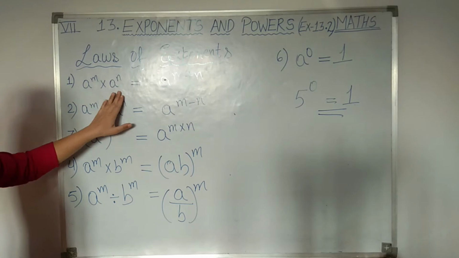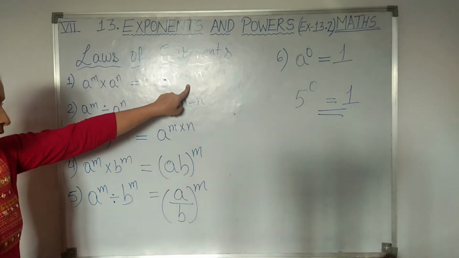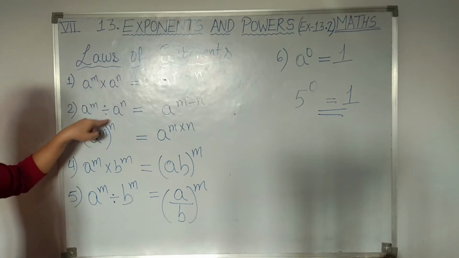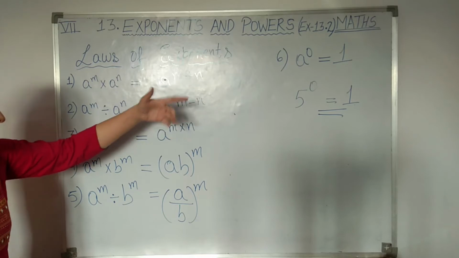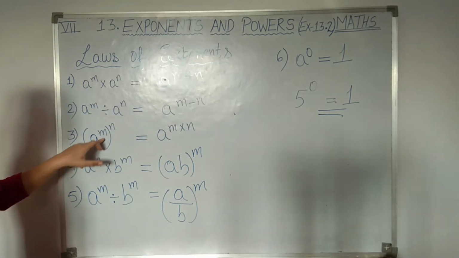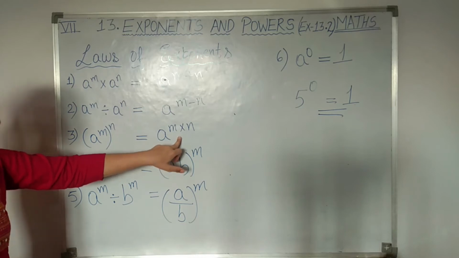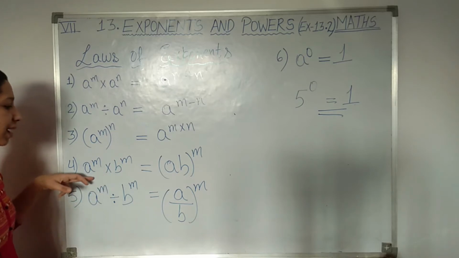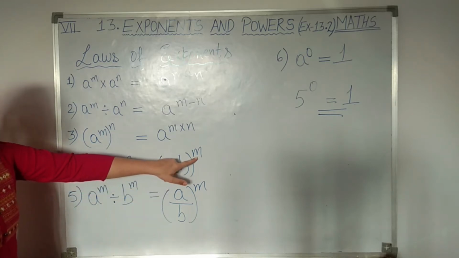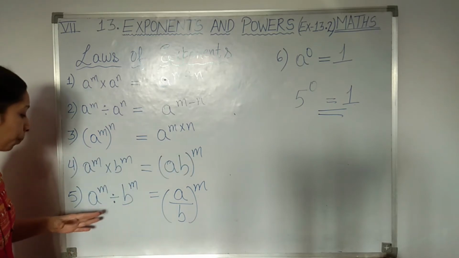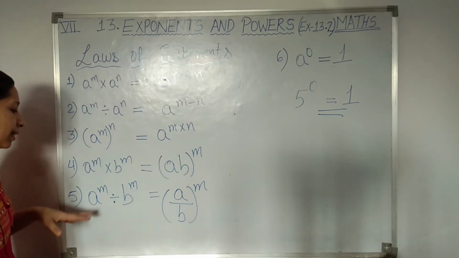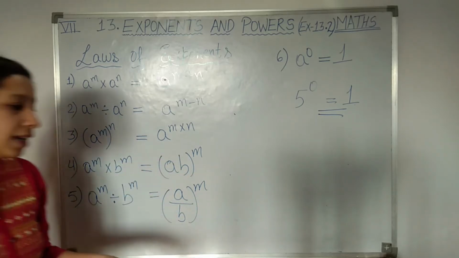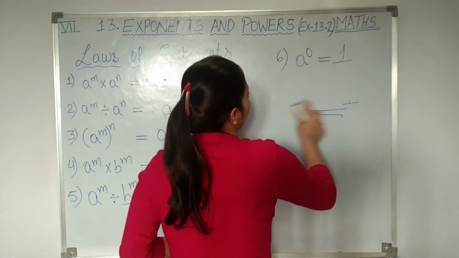A raised to the power m into a raised to the power n, we are going to add the exponents. If same is the condition, base same, exponent different, and we are going to divide, then exponents are going to be subtracted. Then a raised to the power m whole raised to the power n, then we are going to multiply the exponents. If such is the condition where exponents are same but the bases are different, multiply the bases and take the exponent as common. Same for division, where the bases are different and exponent is same, divide the bases and then the exponent will be common, and if any number is raised to 0, that means it will be equal to 1.